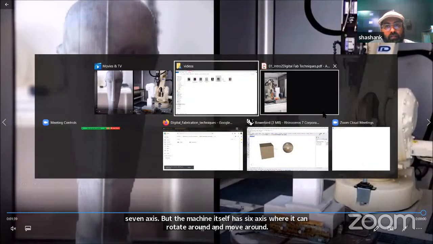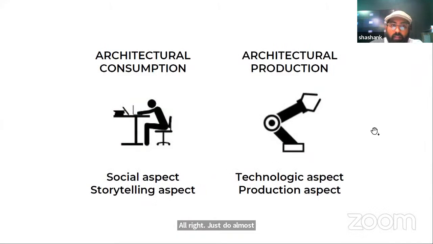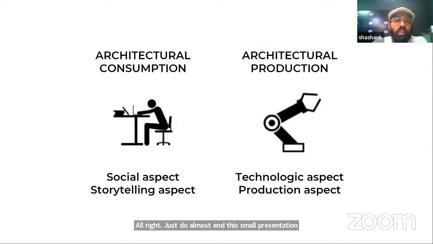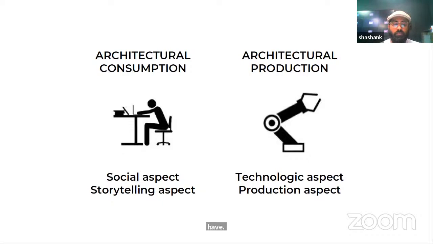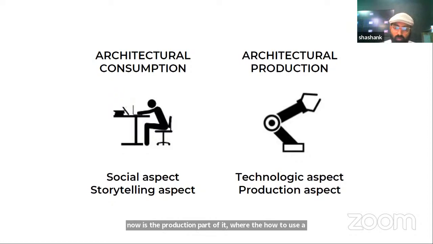All right, just to almost end this small presentation, which I prepared for you guys, what we today know is about the architectural consumption that we have, right? Where we talk about the social aspects of it. And when we're talking to a client, we sell them with a story. Now, what they don't know is the production part of it, how to use the technology. We need to know that also as architects.